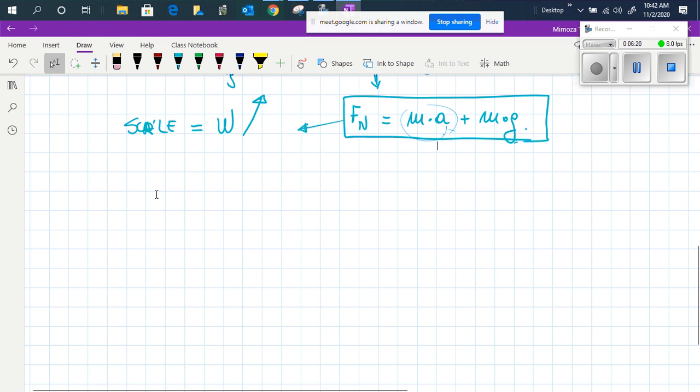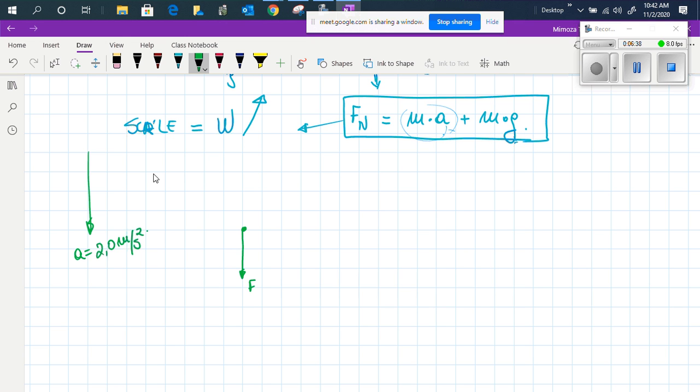Now, when the object is moving down, let's say that the object is moving down with an acceleration of, we'll keep again, 2 meters per second squared. The free body diagram of this situation will be something like this. This is force of gravity and this is force normal. It's less than force of gravity. Why? Because let's see now what do we have. Force net is equal to the vectorial sum of all the forces that the object is experiencing.